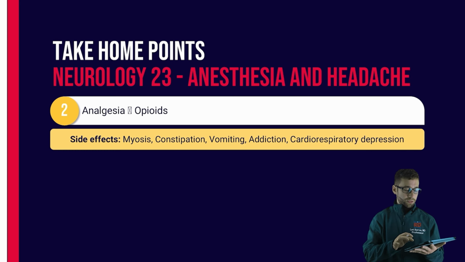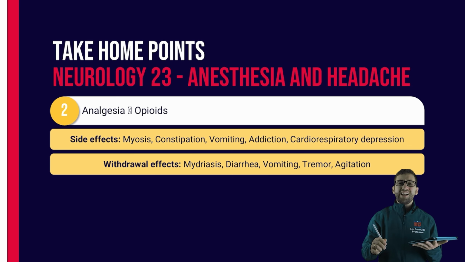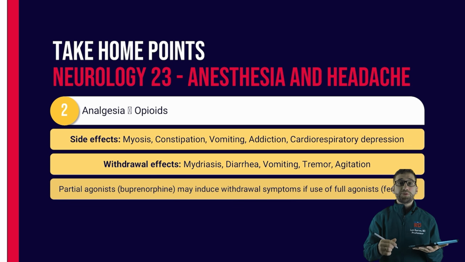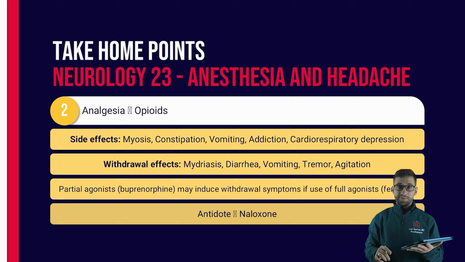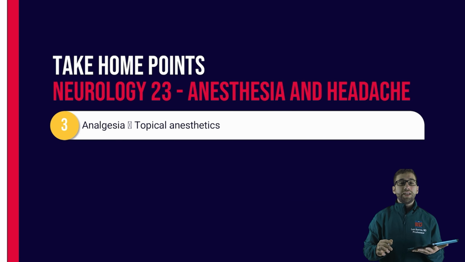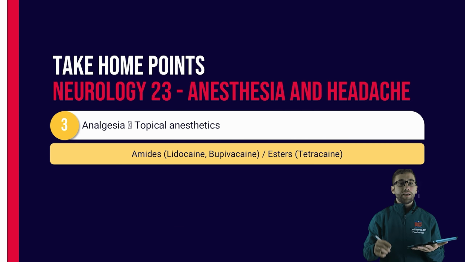Withdrawal symptoms include the opposite: mydriasis, diarrhea, vomiting, tremor, and agitation. Partial agonists like buprenorphine can induce withdrawal symptoms if the patient has been using full agonists like fentanyl. The antidote for opioid overdose is, of course, naloxone. Remember that. Topical anesthetics can be divided into amides like lidocaine and bupivacaine, and esters like tetracaine.